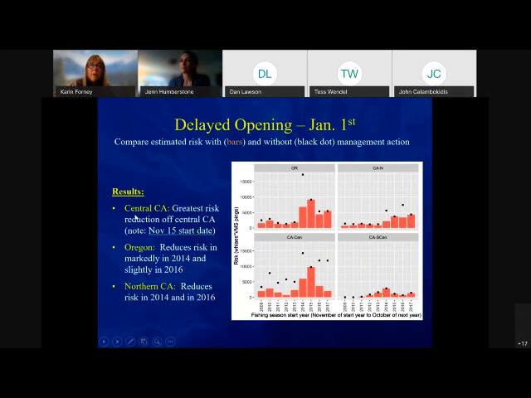And a few take-home results. In Central California, which is this lower left panel, we can see that the risk reduction, so the difference between the black dots and the bars, is greatest in all years, which isn't surprising because Central California has an earlier start date. And so there is more fishing that would have been eliminated with this potential measure. In Oregon, there is a large risk reduction in 2014. Let's see if I can point to that here, this point here. And a smaller one in 2016, but otherwise very small risk reductions. And similar pattern in Northern California, reduction in 2016, but not elsewhere.